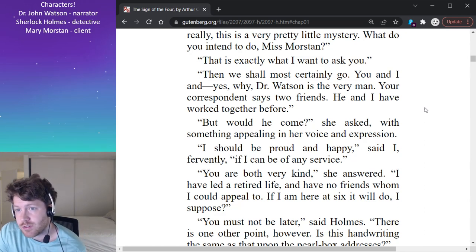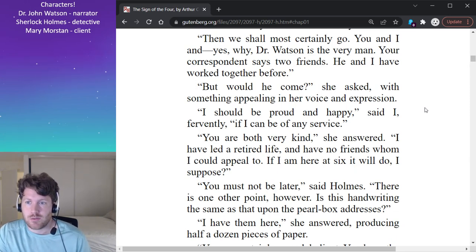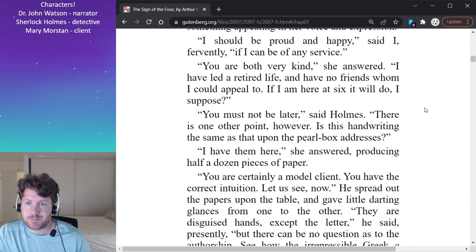Then we shall most certainly go, you and I. And, yes, why, Dr. Watson is the very man. Your correspondent says two friends. He and I have worked together before. But would he come, she asked, with something appealing in her voice and expression. I should be proud and happy, said I, fervently, if I can be of any service.